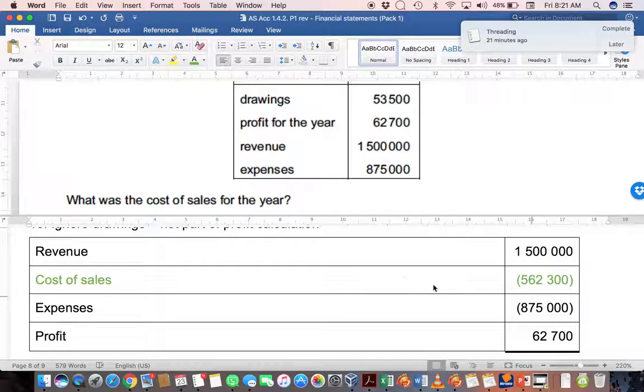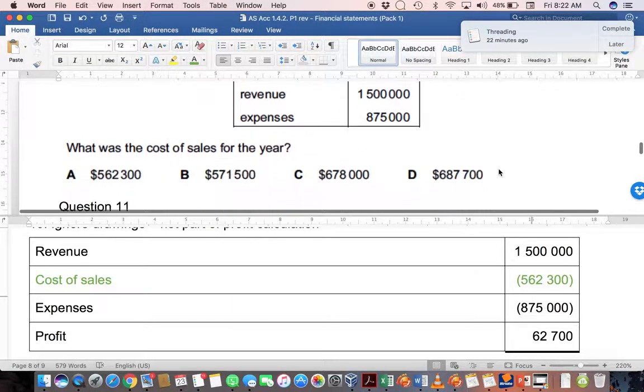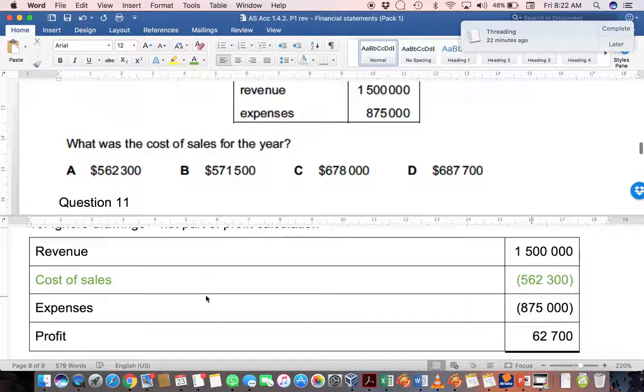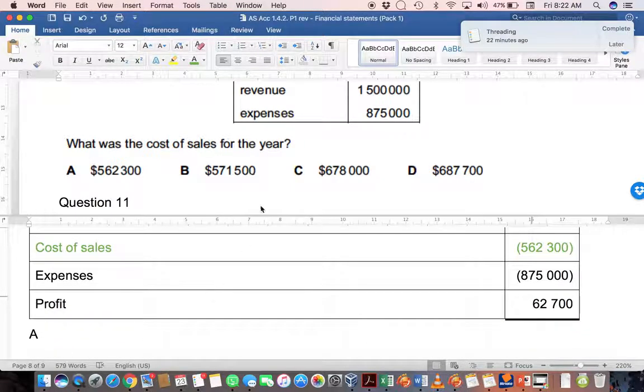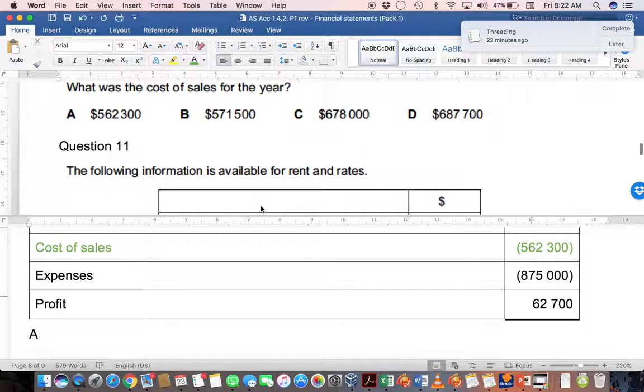However, I can recreate a little mini calculation of the statement of income, with revenue being shown as my 1.5 million, cost of sales is my missing figure, so you could just make that X. Expenses of 875,000 would need to be subtracted to give a profit of 62,700. If I solve for X, I should be able to find out that I would have needed to subtract a cost of sales of 562,300, and if I look at all the options available, I will choose A as my answer.